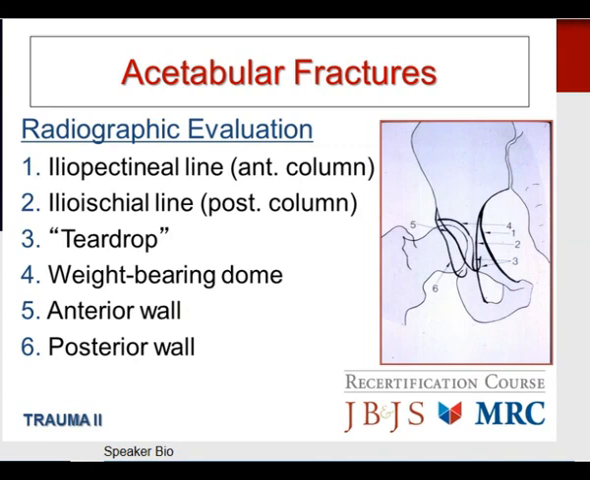The teardrop is not an actual anatomical structure, but a radiographic density, which is useful for evaluating the possibility of protrusio of the femoral head medially. The weight-bearing dome extends over an approximately 45-degree arc and is the critical portion for evaluating displacement of the acetabular fractures. And then 5 is the anterior wall, and 6 is the posterior wall, remembering that due to the anteversion of the acetabulum on a standard AP projection, the posterior wall will project more laterally than the anterior wall.